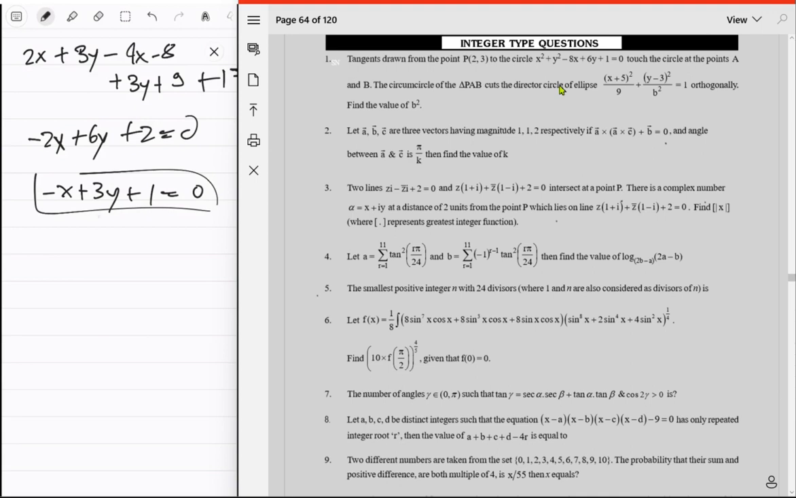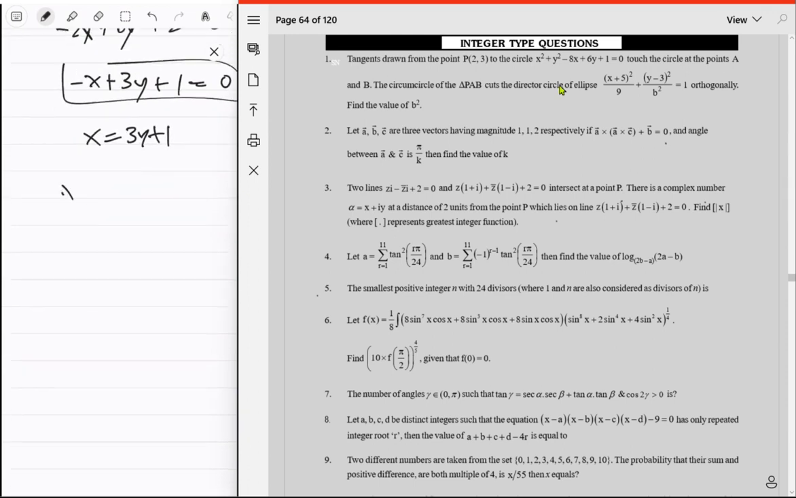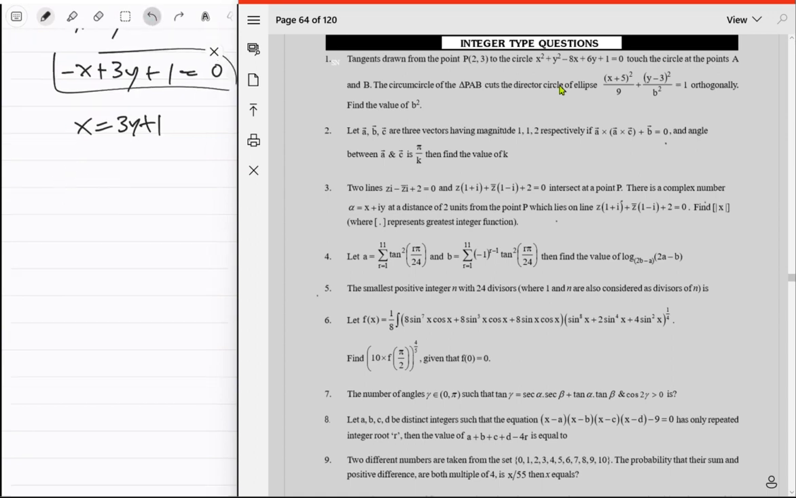I guess all you have to do is put x equals 3y plus 1 in there, right? So x squared plus y squared, which is 9y squared plus 6y plus 1, plus y squared. Am I so stupid that we'll actually find the whole circle? Yeah, that doesn't look efficient, you know.